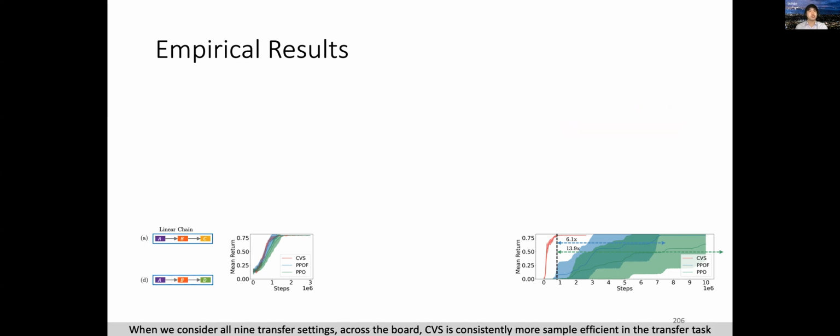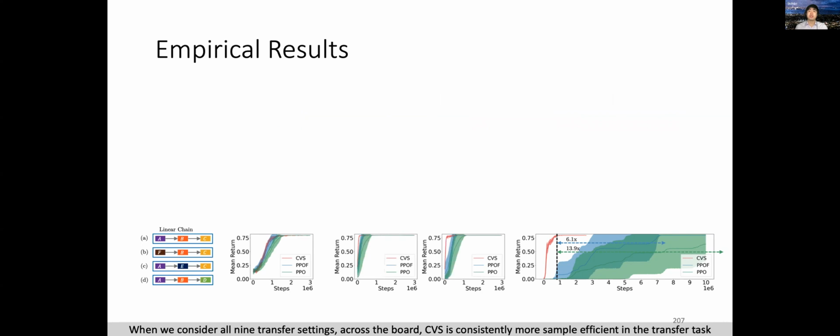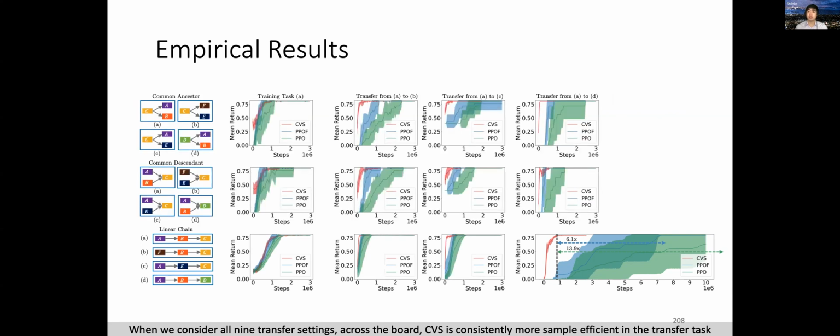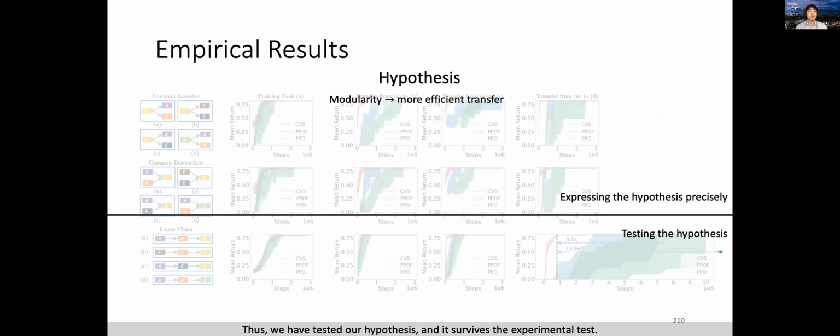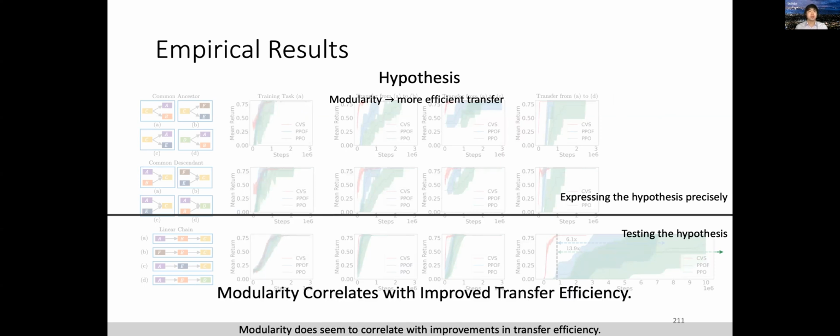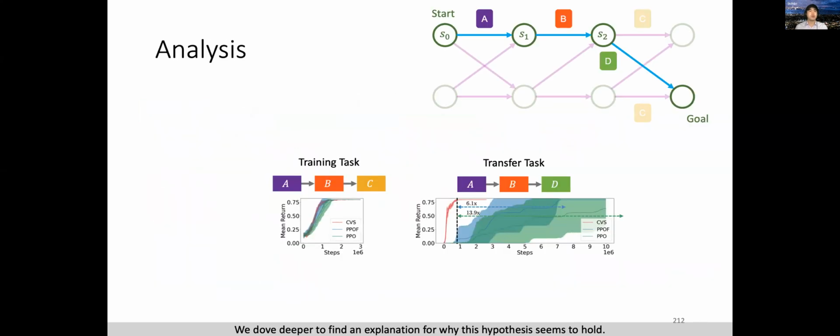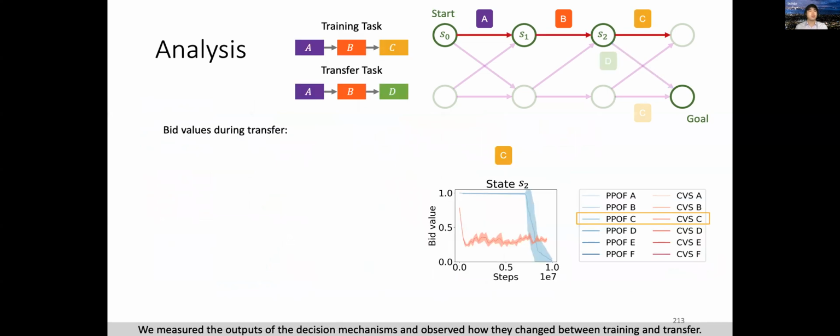When we consider all 9 transfer settings across the board, CVS is consistently more sample efficient in the transfer task, despite having comparable training efficiency in the training task. Thus, we have tested our hypothesis and it survives the experimental test. Modularity does seem to correlate with improvements in transfer efficiency. We dove deeper to find an explanation for why this hypothesis seems to hold. We measured the outputs of the decision mechanisms and observed how they change between training and transfer. These outputs are the bids.